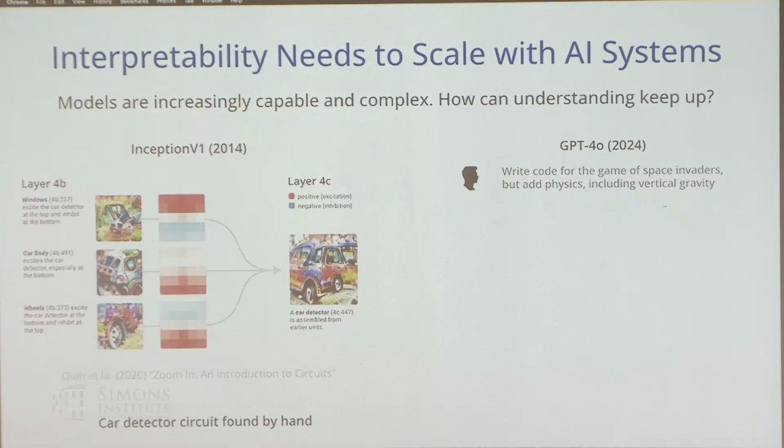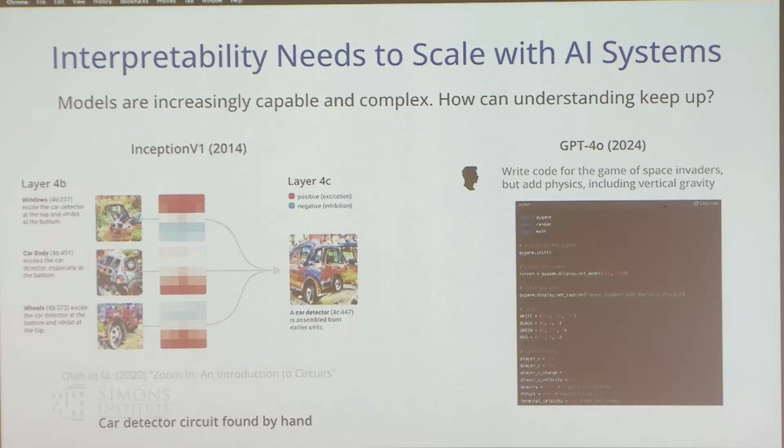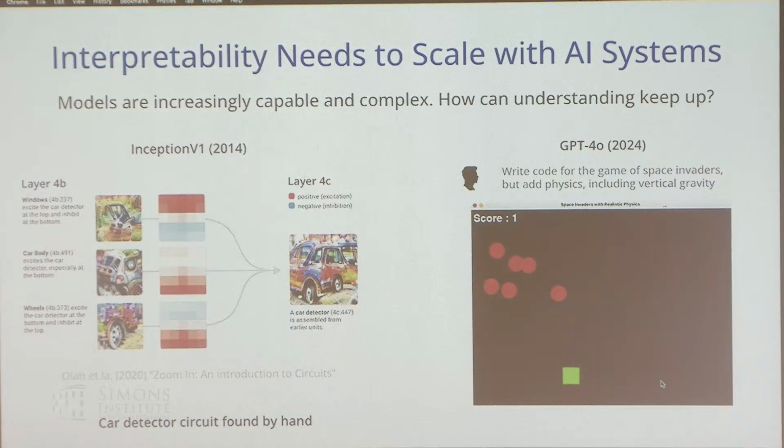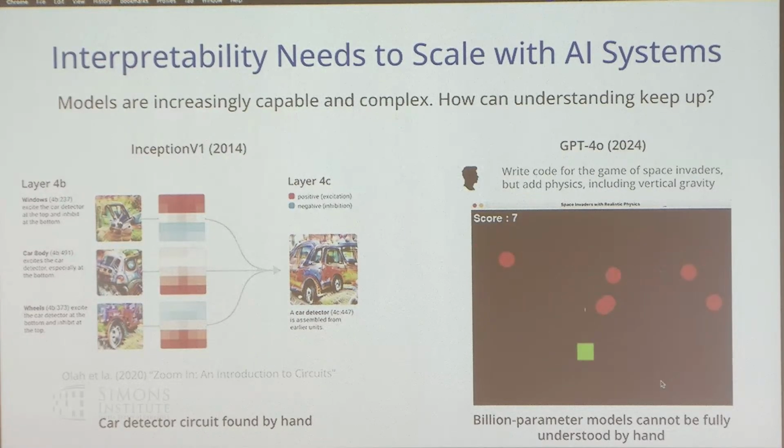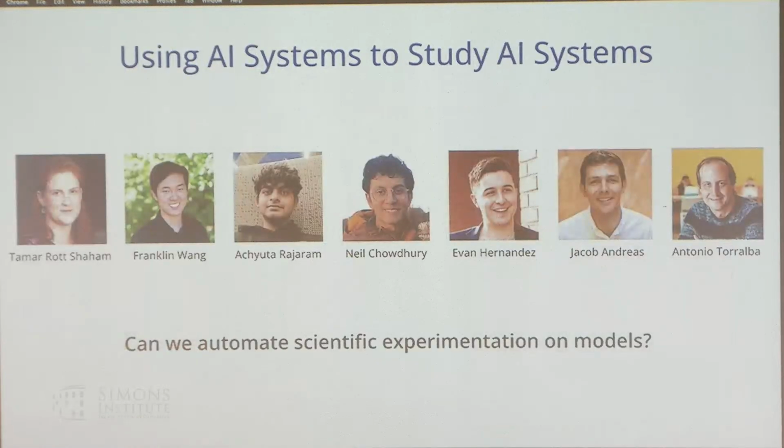Fast forward 10 years, we have models that are a lot more complicated, like GPT-4o or O1, where you can ask them to perform a pretty difficult task, like write code to program a game of Space Invaders, but add physics, maybe including vertical gravity, and these models can do this. And it's too complicated to understand billion parameter models like this by hand. So where do we go if we want to apply these same kinds of model understanding techniques that humans could use to infer algorithms underlying small models to billion parameter models like the ones that we're interacting with today?